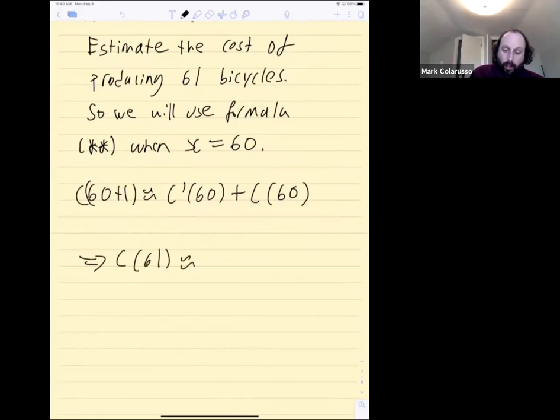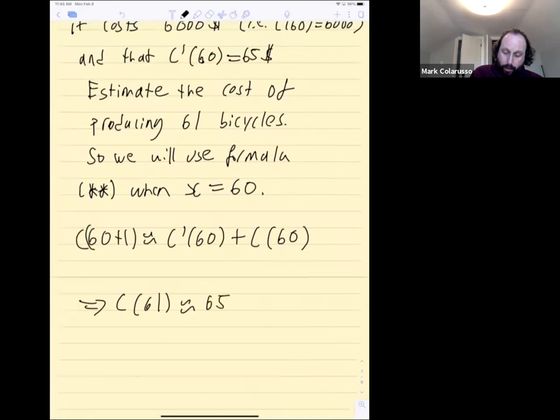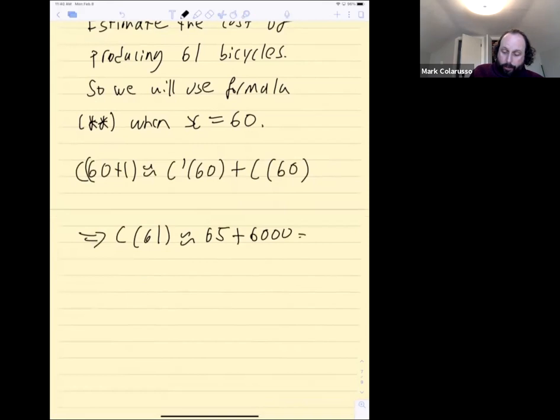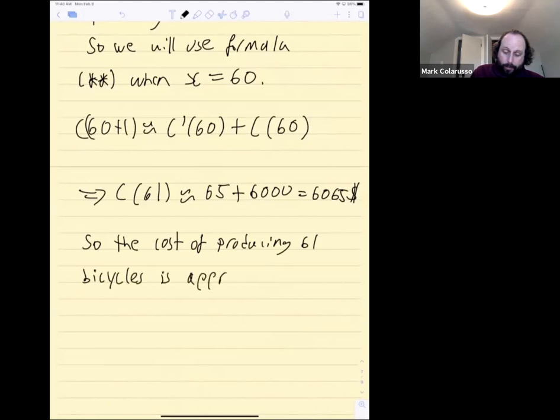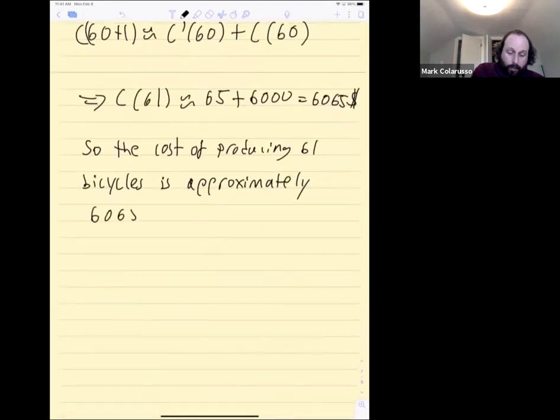And so that's the same thing as saying the cost of producing 61 bicycles is approximately equal to, now what were our values for this? So this was $65 and this was $6,000. And so that equals $6,065. Sometimes it's nice to have a formal statement when you're doing these problems. So the cost of producing 61 bicycles is approximately $6,065.